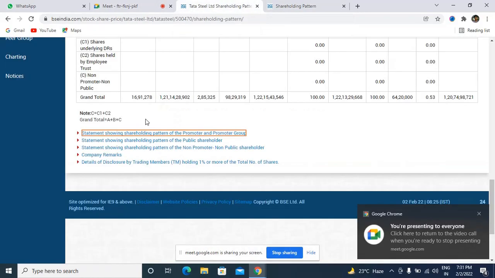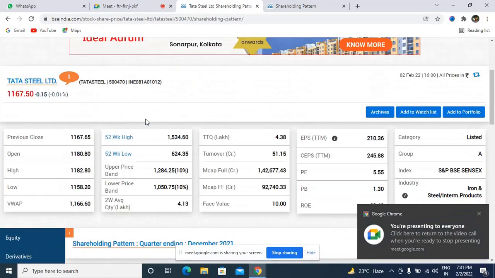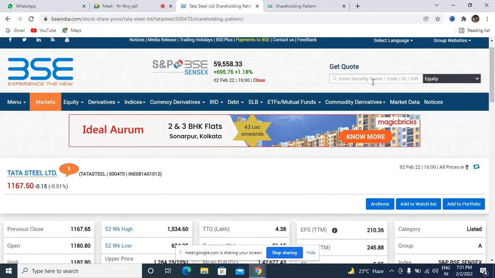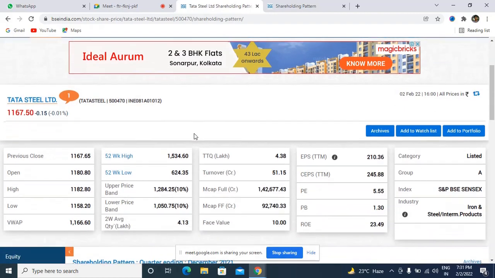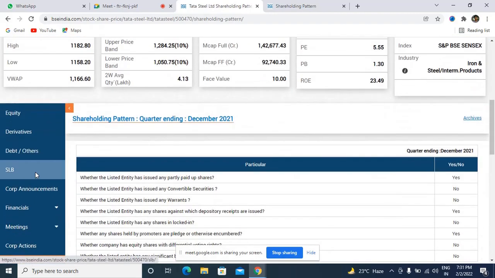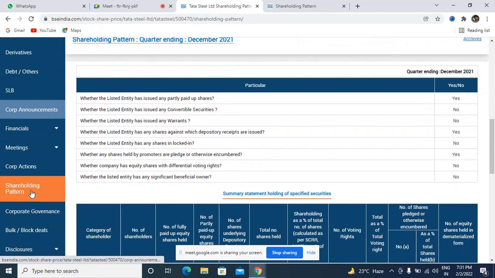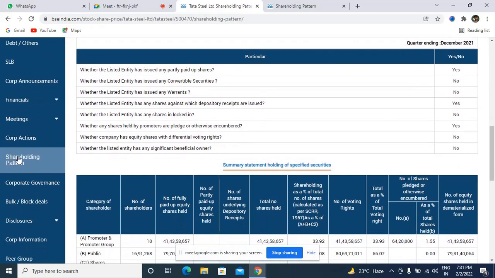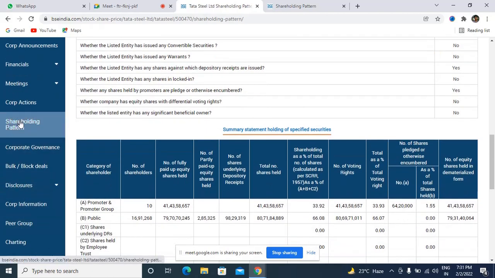Okay. What I am saying is, this is the page for Tata Steel. You search it here, get code, you type Tata Steel, click on it, and then this page will open up. Then on the left hand side of your screen, you can see equity derivatives, debt, other SLB, corporate announcements, financials, meeting, corporate action, like that. There are many tabs over here. So you click on the shareholding pattern.